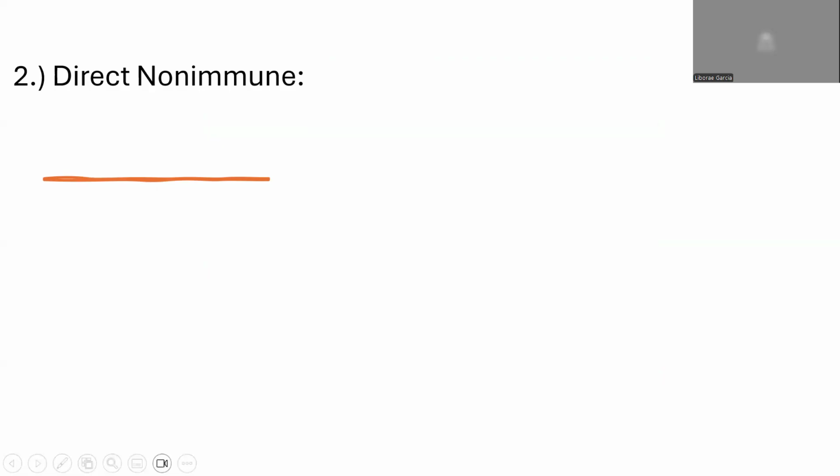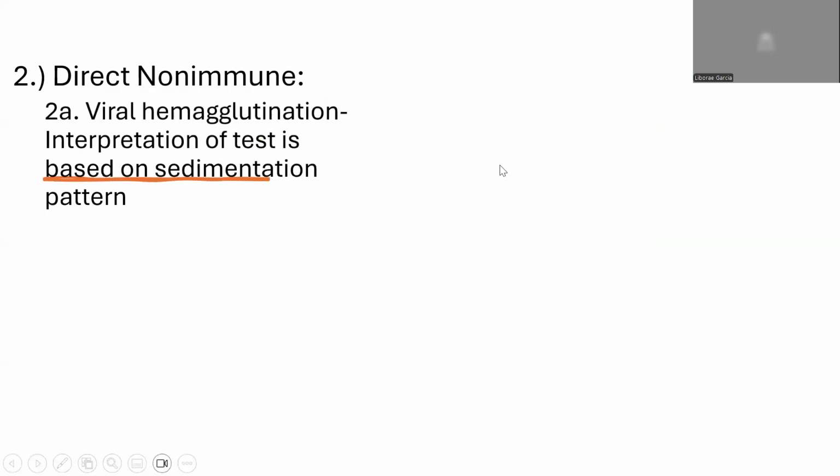So kanimo hapsay ra ko og other test, no? You have your direct non-immune. So the name itself, non-immune gani, meaning the antibodies are not the ones involved in the agglutination process. So example is your viral hemagglutination. So the interpretation of the test is based on your sedimentation pattern. Okay? So imuhang viral hemagglutination is basically detecting hemagglutinins, okay, against certain viruses.